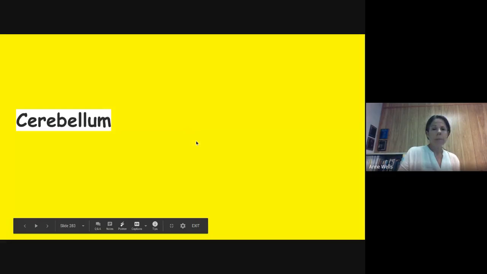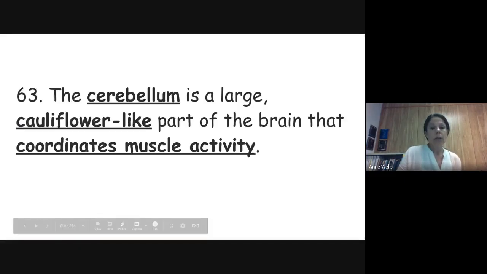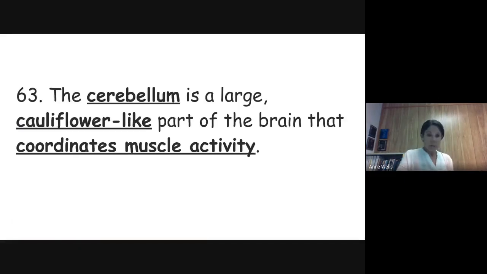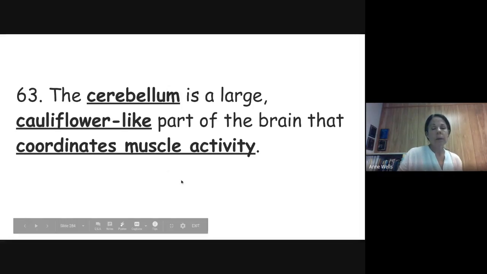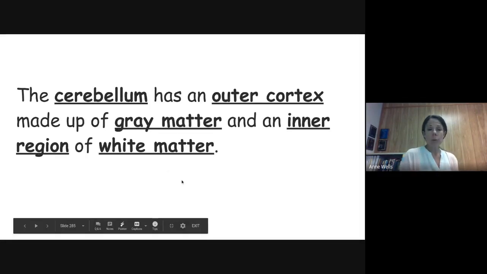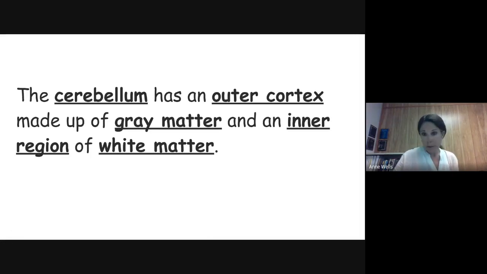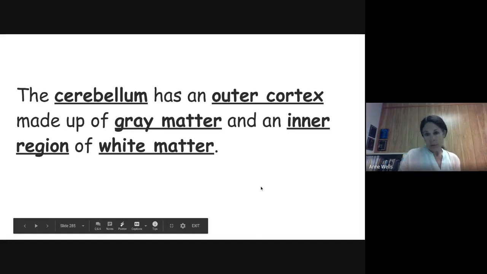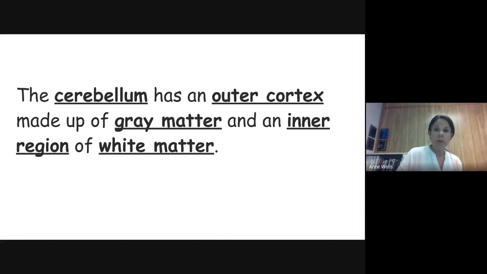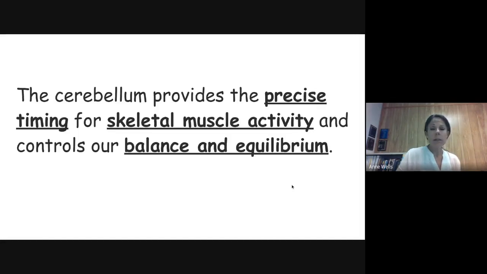All right, next we're going to move to the cerebellum. Note number 63. The cerebellum is a large cauliflower-like part of the brain that coordinates muscle activity. The cerebellum has an outer cortex made up of gray matter and an inner region of white matter. If you have forgotten the difference between gray and white, you might want to go back and find that in your notes or the videos.